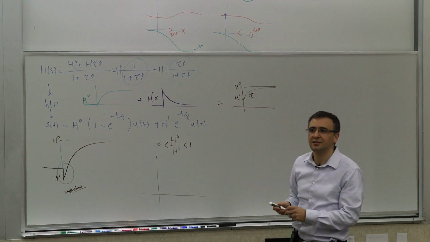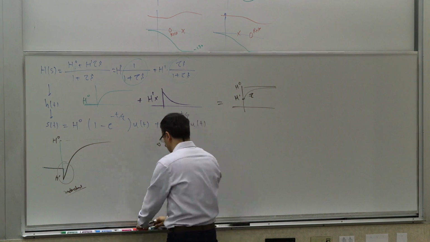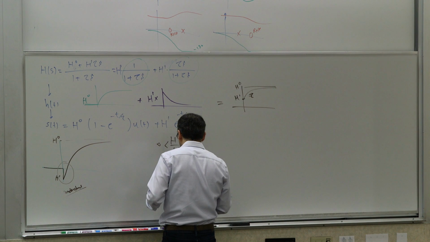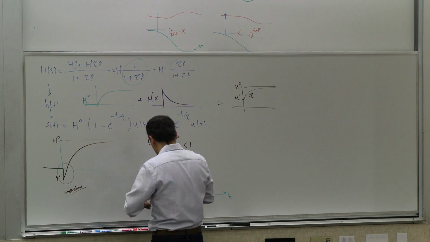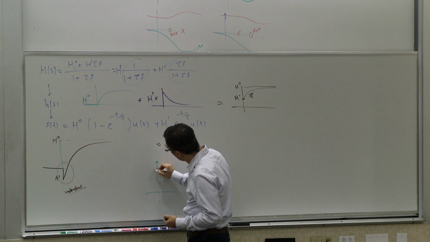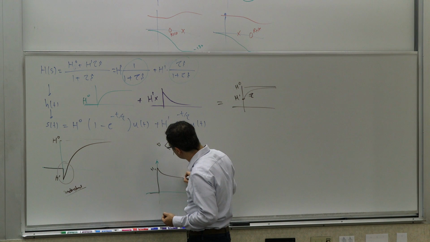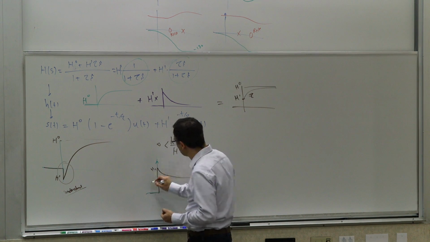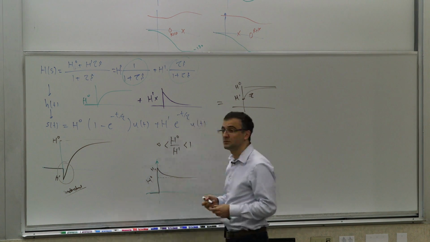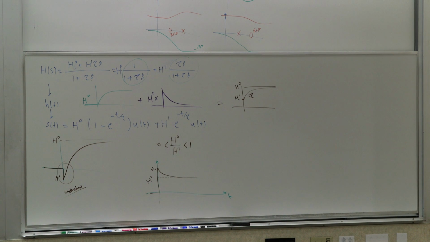What would you get? What would the response look like? The time domain response, right? This is t. The step response, more accurately. Well, they would be going both in the same direction, but you start with an h1 that's higher, and then you go down to h0 asymptotically. Right? What is that? That's an overshoot.